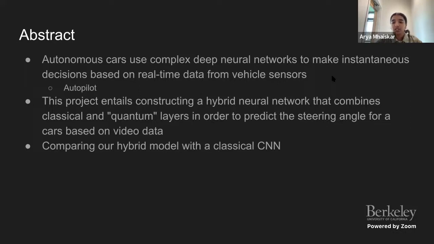Once the hybrid neural network is developed and functional, we will benchmark it against a fully classical CNN model. This will serve as a reference point for evaluating the performance of our hybrid CNN. By comparing the two models, we can assess whether the hybrid approach offers any significant improvements in terms of accuracy, training speed, or generalization capabilities. Through this project, we aim to push the boundaries of autonomous driving technology and contribute to the development of more efficient and reliable self-driving models.